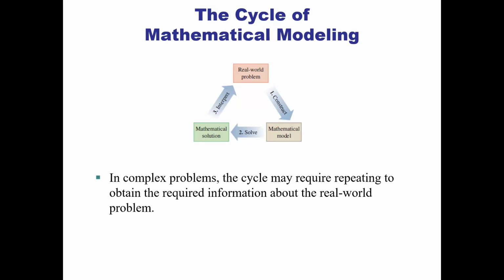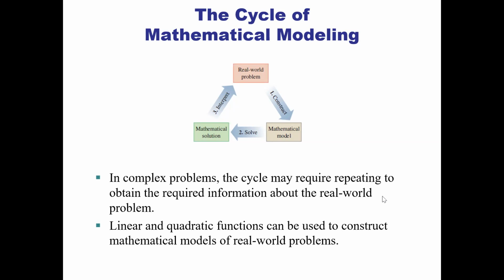as the solution. Now, in complex problems, the cycle may require repeating to obtain the required information about the real-world problem. So it doesn't always happen the first time, so sometimes you have to repeat it to get that required information. And linear and quadratic functions can be used to construct mathematical models of real-world problems. Those are the 2 easiest ones. There are other ones out there, but those are the 2 nice ones.